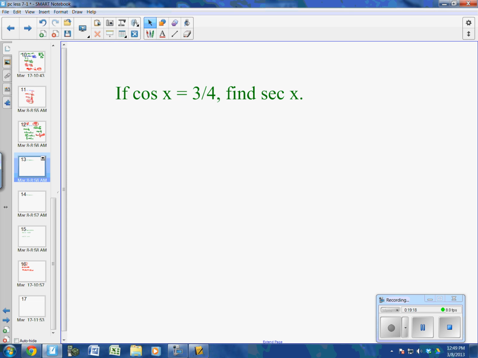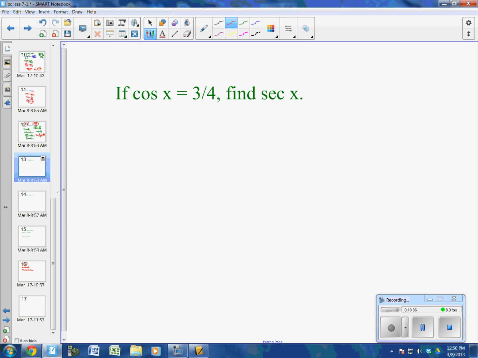If cosine of x equals 3/4, find secant of x. That one should be an easy one. Raise your hand when you got the answer. What is it, Lydia? 4/3. Why?